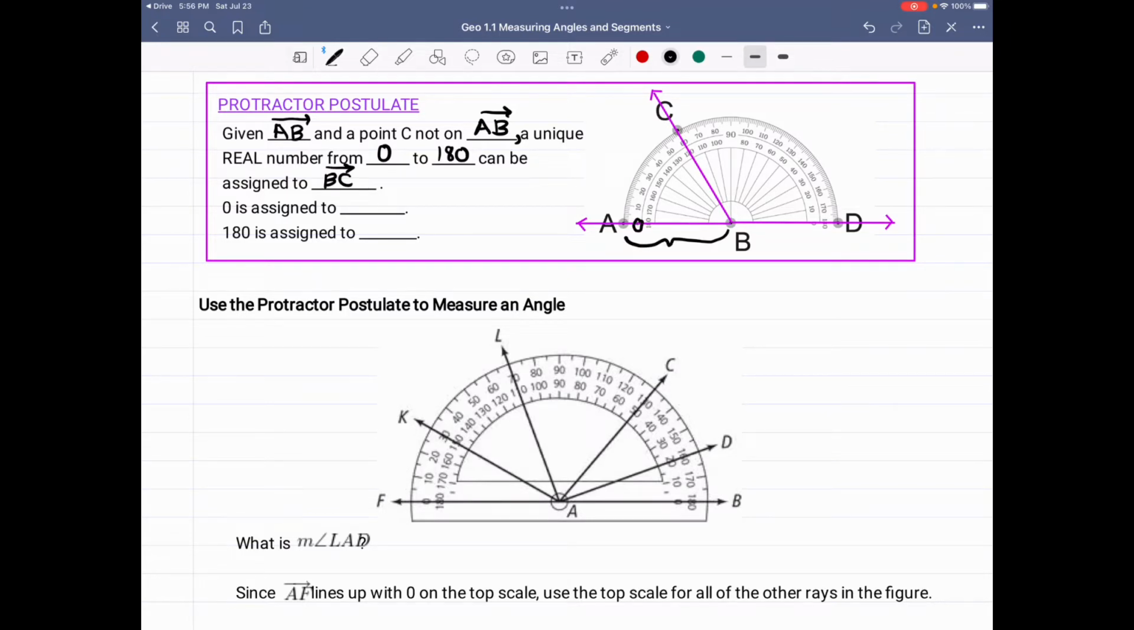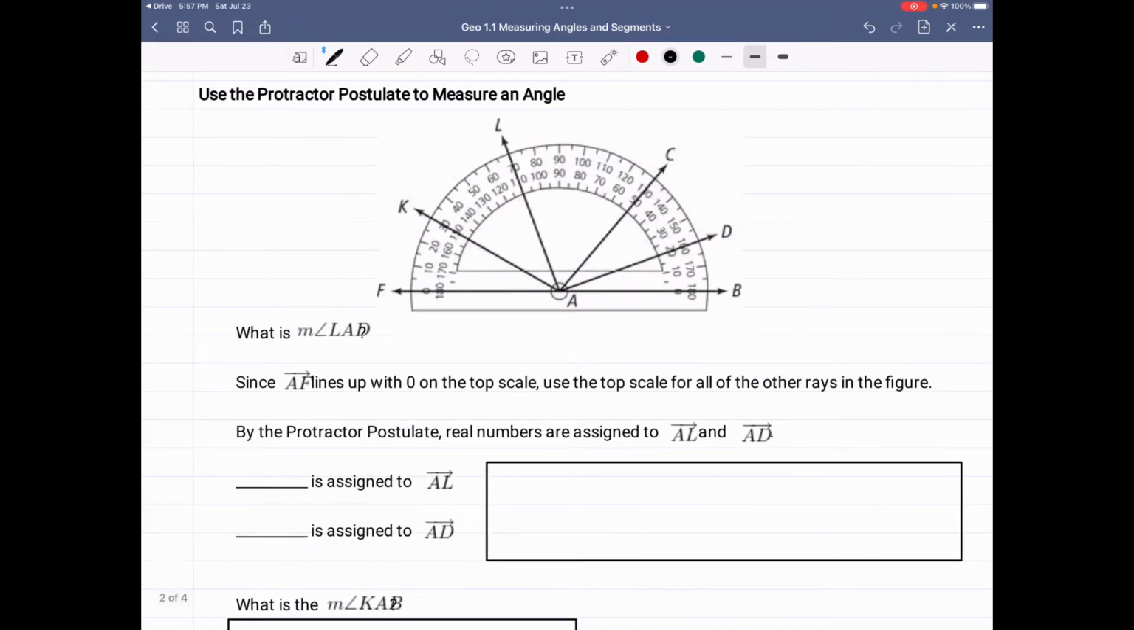So 0 is assigned to point A, and 180 degrees is assigned to point D. Use the protractor postulate to measure an angle. What is the measure of angle LAD? So we have L right here, and we have D right here. And before we answer this problem, we're going to just make some definitions, some statements.